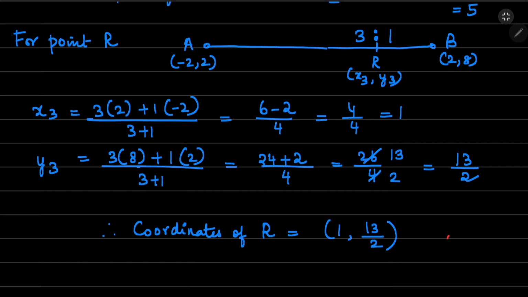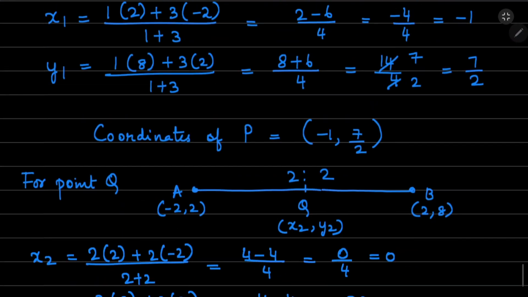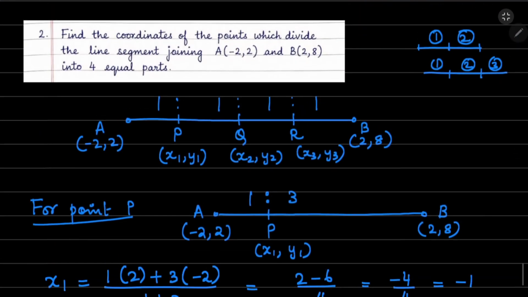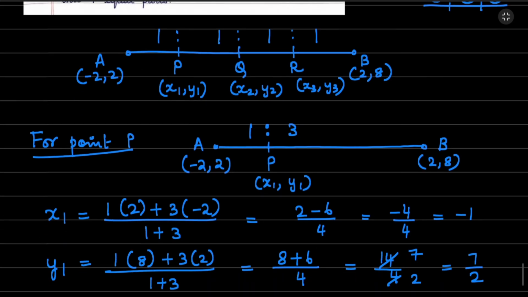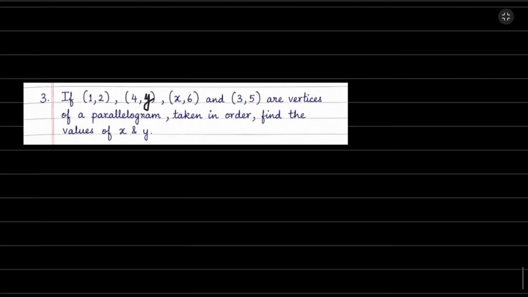Okay, so these are your answers. So coordinates for R, coordinates for Q, and coordinates for P. The 3 points which are dividing the line segment into 4 equal parts. Right? So this is how you have to do. Let's move on to the next question.